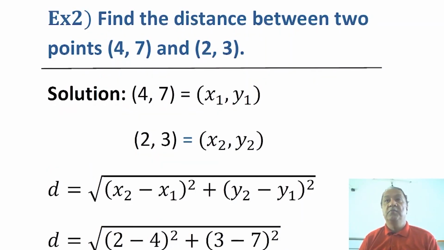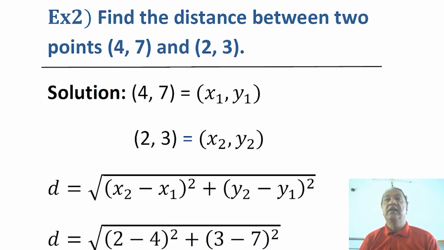Let us solve one more problem. Find the distance between 2 points (4, 7) and (2, 3). In the same way, we take x1, y1 as 4 and 7, and x2, y2 as 2 and 3. So x1 is 4, x2 is 2, y1 is 7 and y2 is 3.